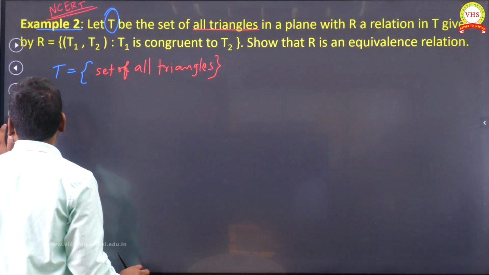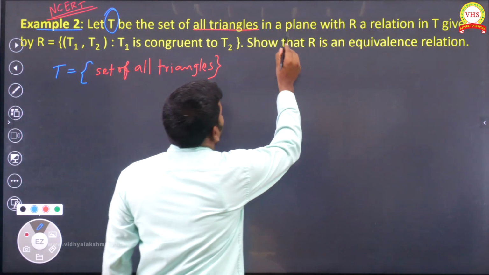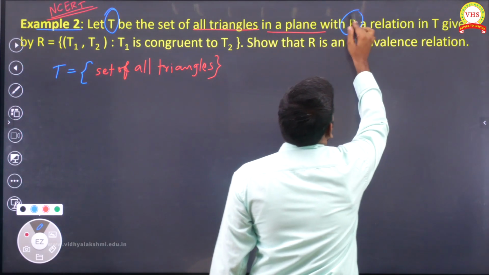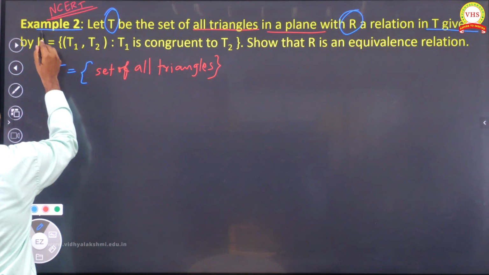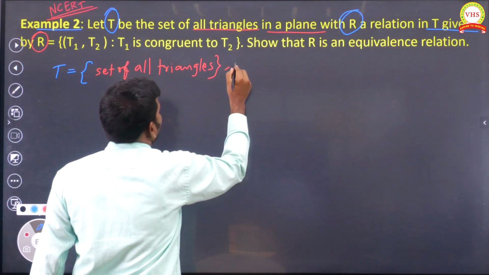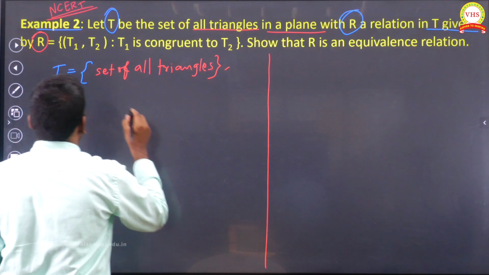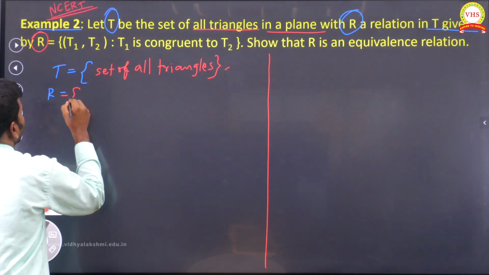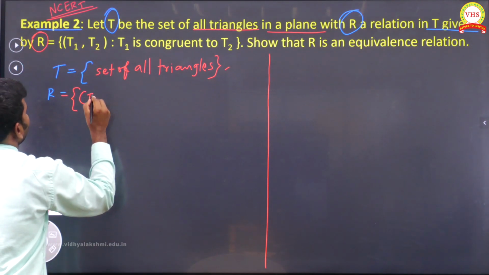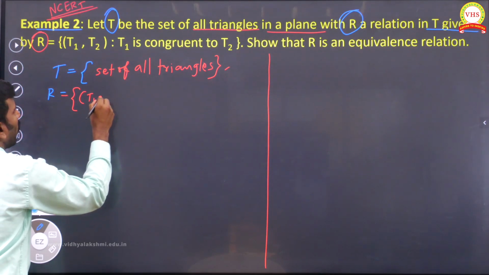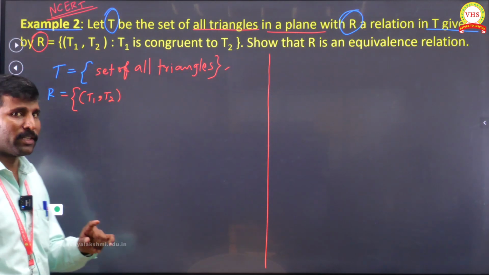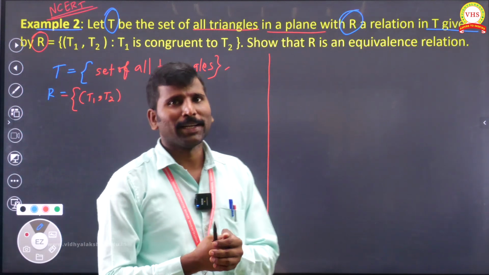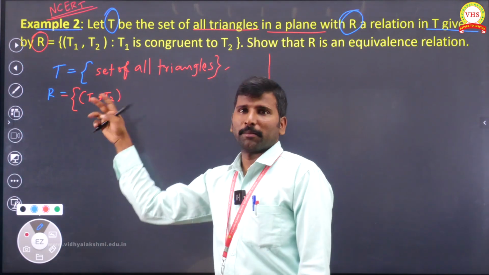Next, this is in a plane, with relation R on T given by some condition. What is R given by? That we will see. R is equal to the set of pairs (T1, T2), T1 meaning triangle 1, T2 triangle 2. See, they are making pairs. Relation means a collection of ordered pairs, right? That is what they are writing in ordered pairs.